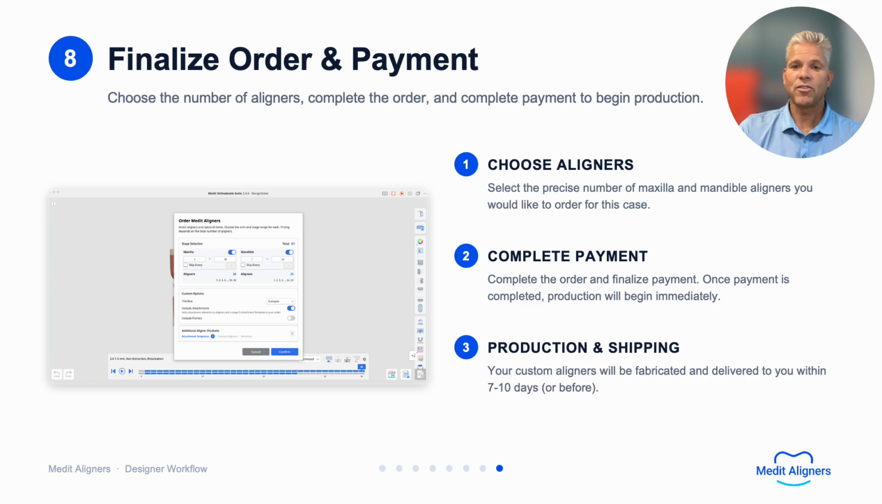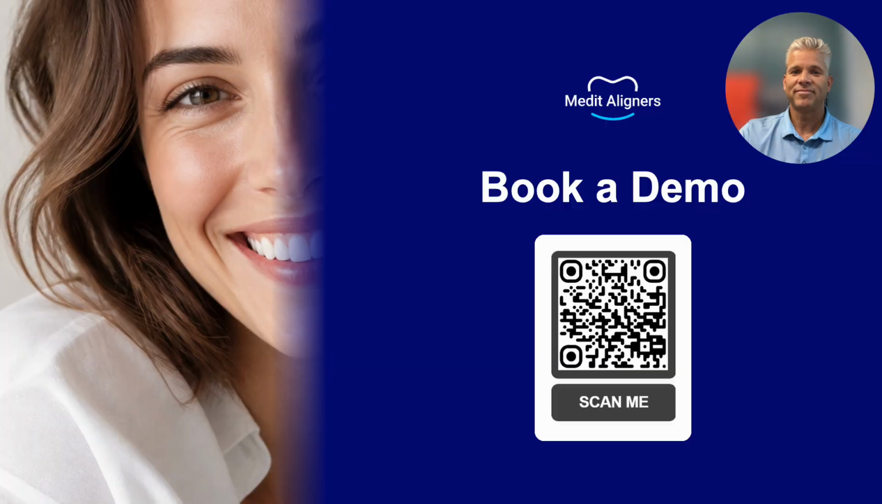Templates are fabricated using stage 0 by default if you like placing the attachments at the start of treatment, or you can remove the default from the order and add templates for stage 2, for example, if you want to place the attachments before delivering aligners at stage 3. When the order details and payment are complete, production will begin and delivery is expected in 7 to 10 days.